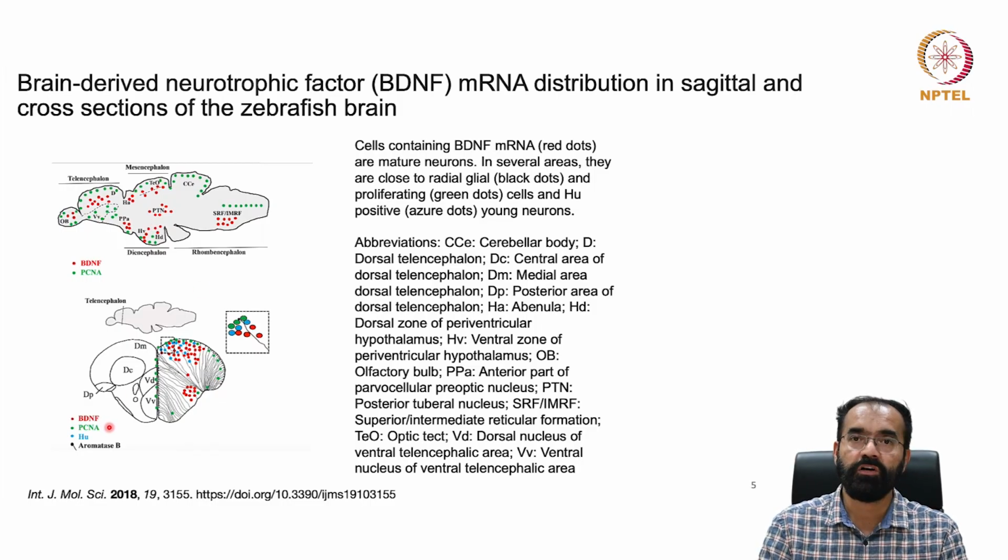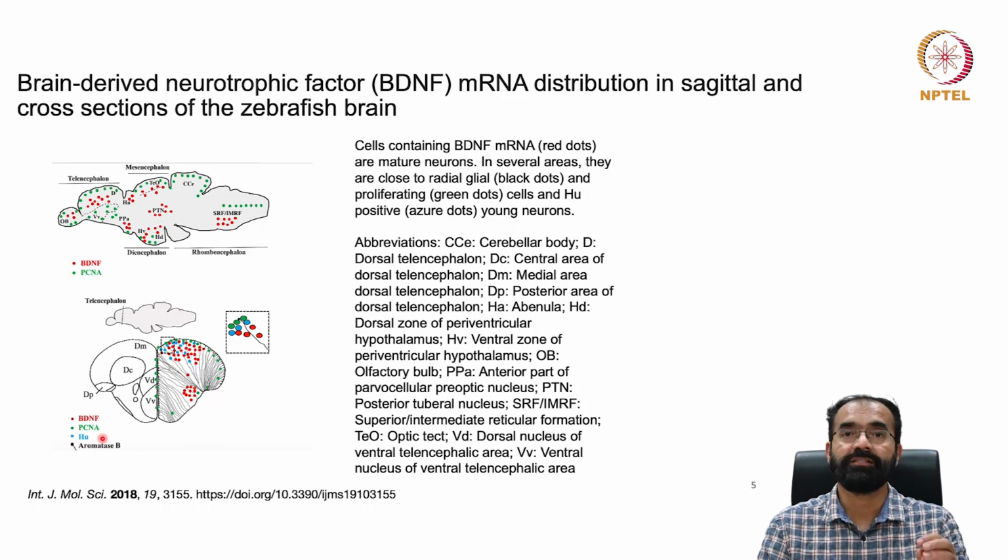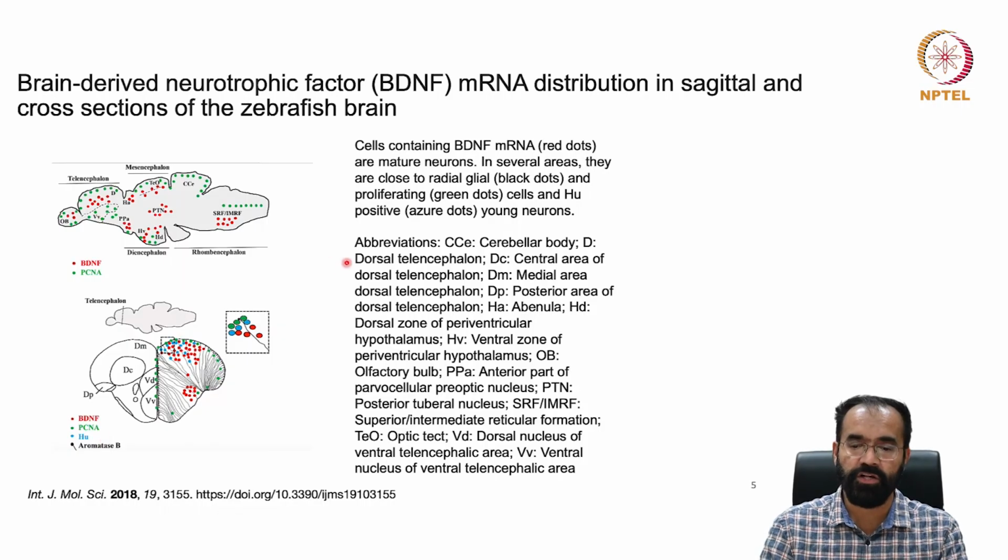And then there is something called PCNA, proliferating cell nuclear antigen, which is indicative that the cell is proliferating. And then HuC. HuC is a marker of freshly formed neurons; they will have a marker called HuC.